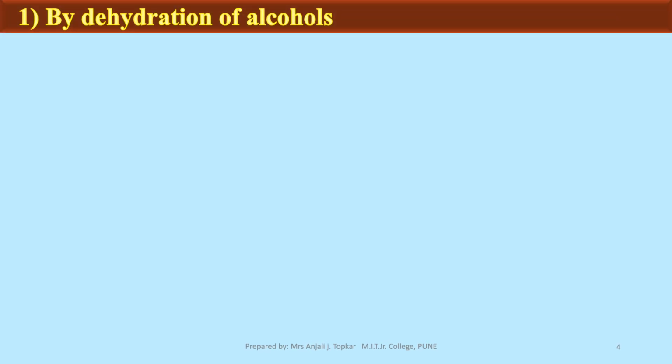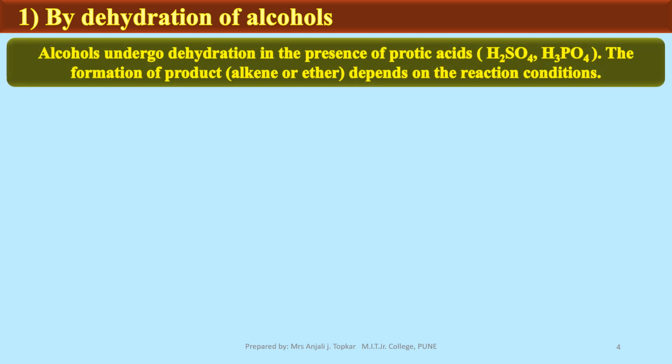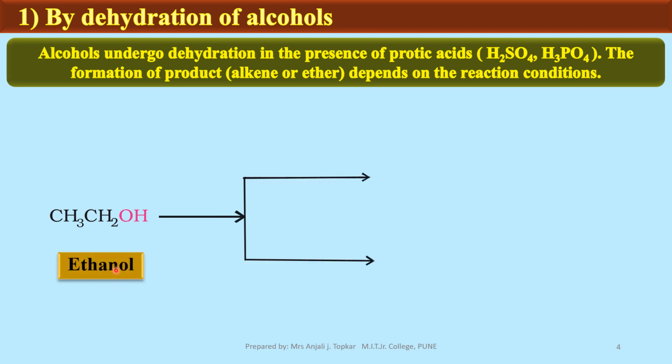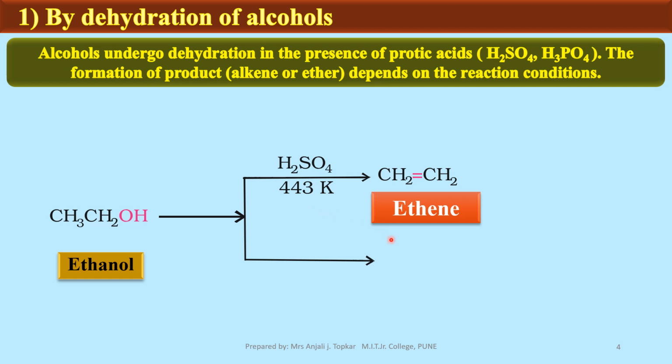In this way, alcohols in the presence of protic acids, that is H2SO4 or H3PO4, the formation of product, that is alkene or ether, depends on the reaction conditions. Let's see how. This is ethanol. Ethanol in the presence of H2SO4 at 443 Kelvin forms alkenes, whereas at 413 Kelvin it forms ethers.